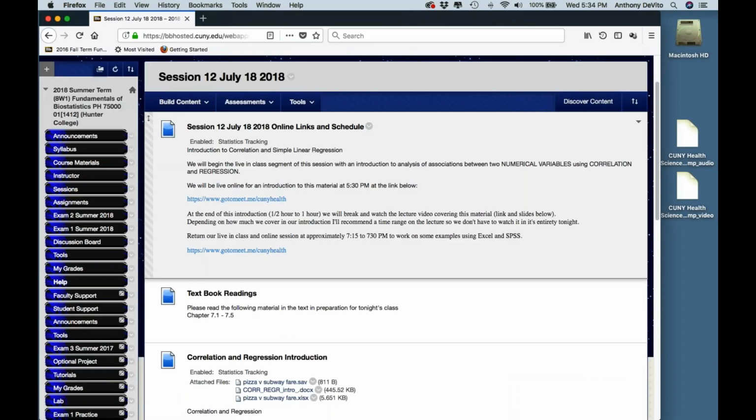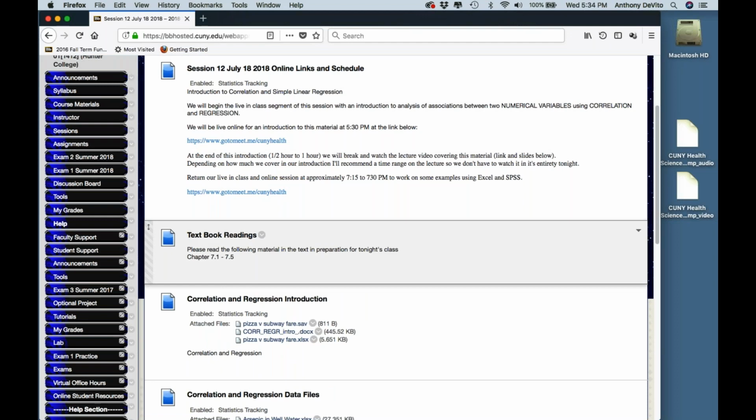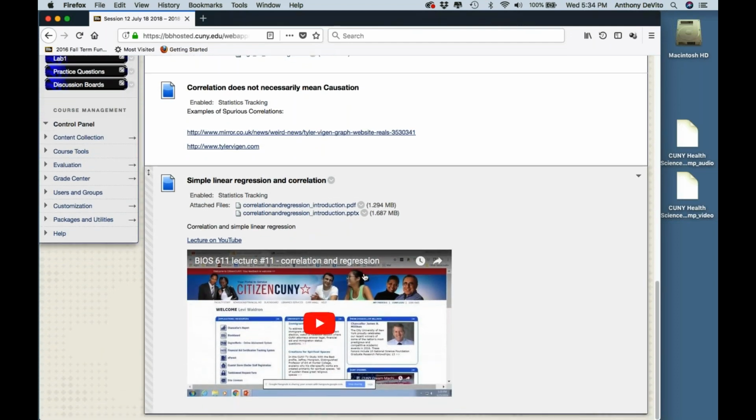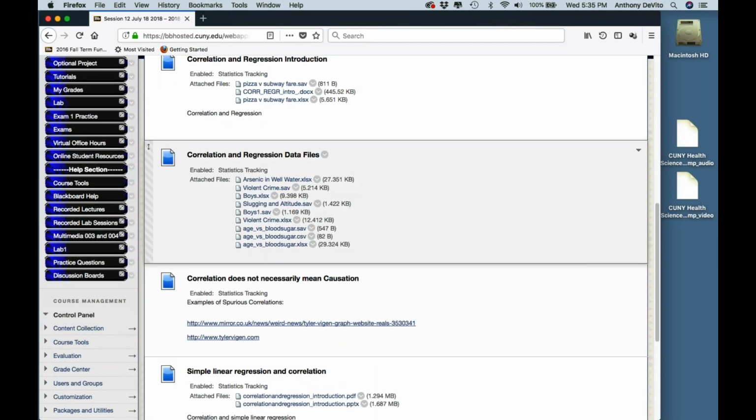I'm going to start a basic introduction into our topic tonight, correlation and regression. Then we're going to pause to view a recorded lecture on correlation and regression. That's down at the bottom of our page for session 12. It's got the PowerPoint as a PDF file and as a PowerPoint file, so you can follow along with it as you want. But I want to get started with an introduction before we go into that.